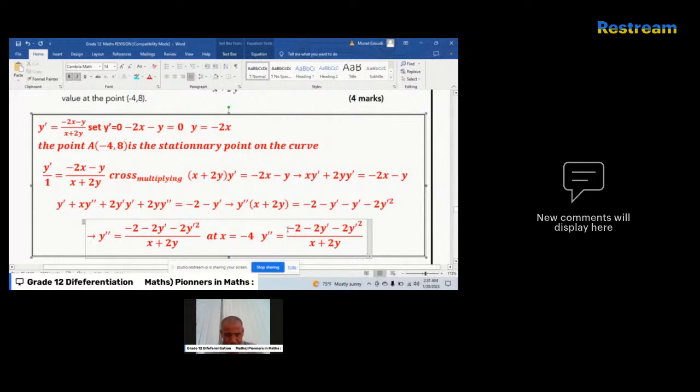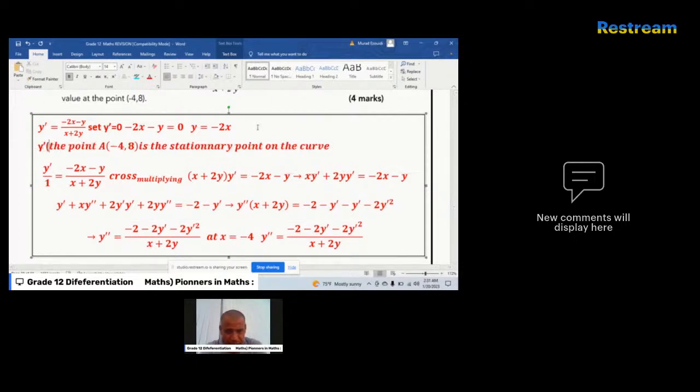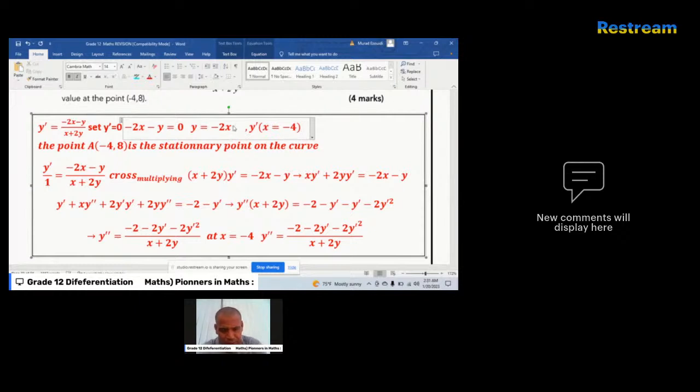We called this y dash. I will just write here: y dash when x equals negative 4 will be equal to 0. Now, y dash is 0, so y dash squared is 0. It remains only minus 2 divided by x plus 2.